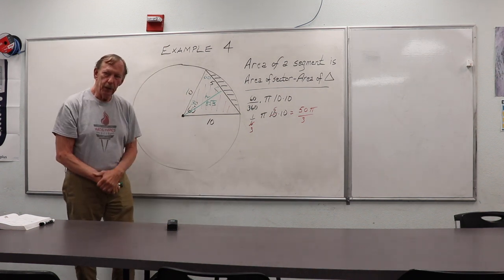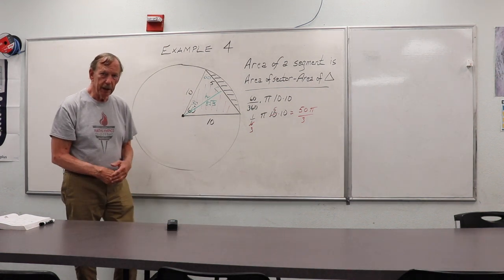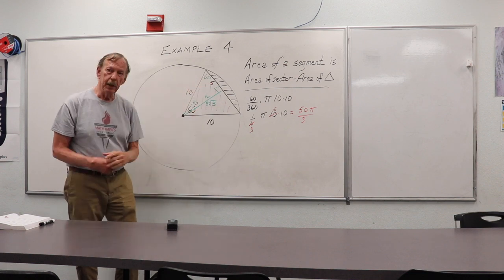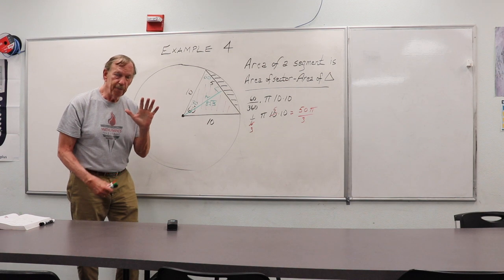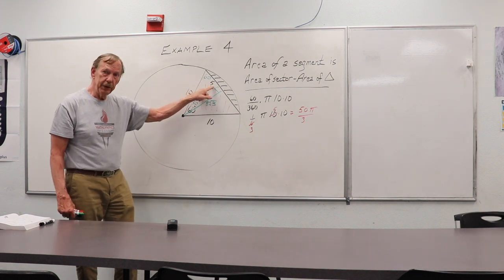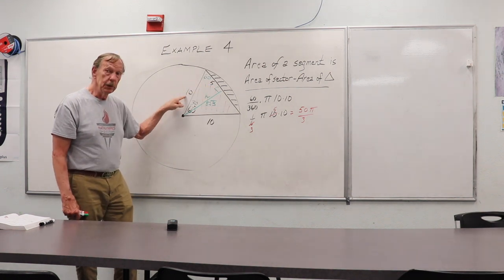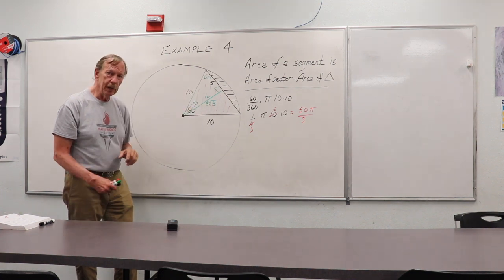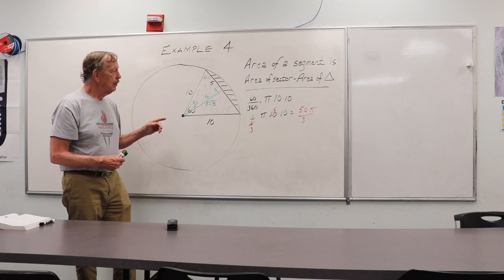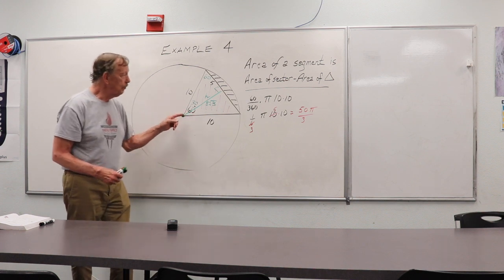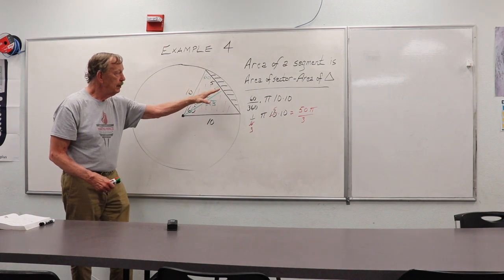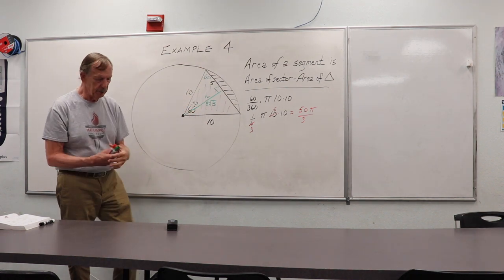Our ratio in a 30-60-90 triangle is 1, 2, square root of 3. With a multiplier of 5, there's 1 unit of 5, 2 units of 5, and the square root of 3 units of 5. So, the area of the triangle is half the base, 5, times the height, 5 times radical 3.